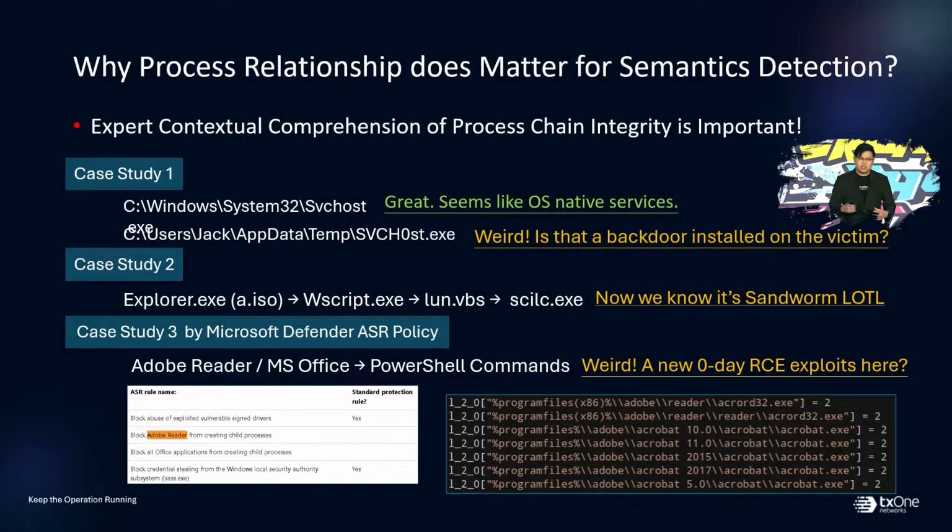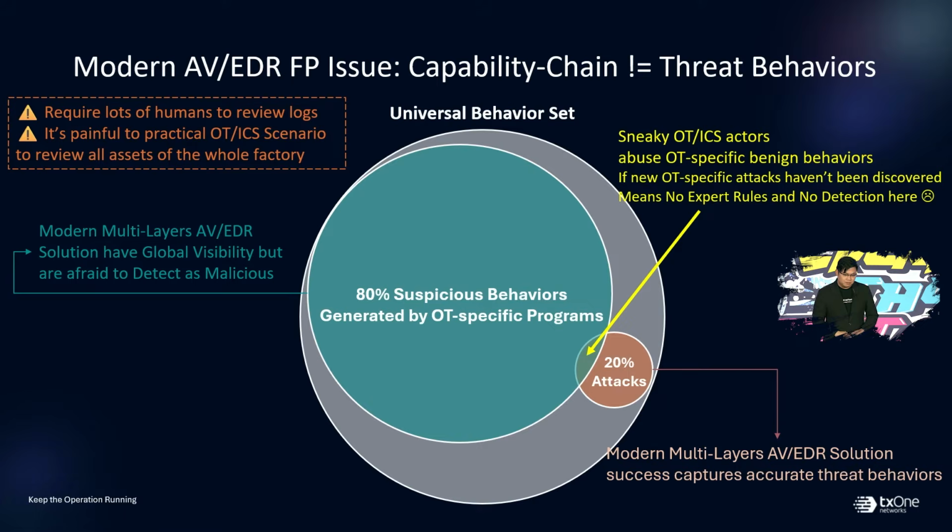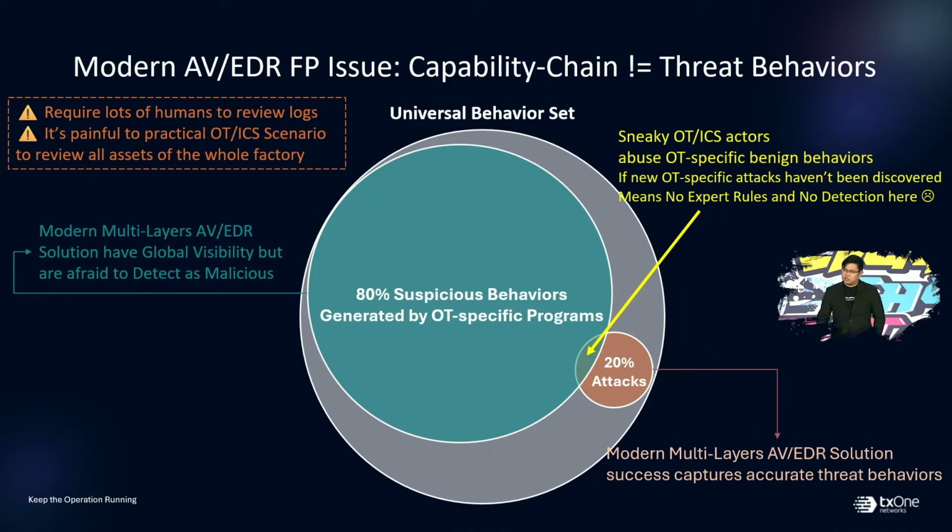We can leverage this policy to detect behavior-based things. We also know that we have the process chain, but the process chain, or capability chain, is not equal to the straight behavior. Why? Because in modern IT solutions, almost 80% of suspicious behavior is generated by OT-specific programs, something benign, something suspicious, but only 20% of attacks can be identified by those multi-layer AV and EDR solutions.